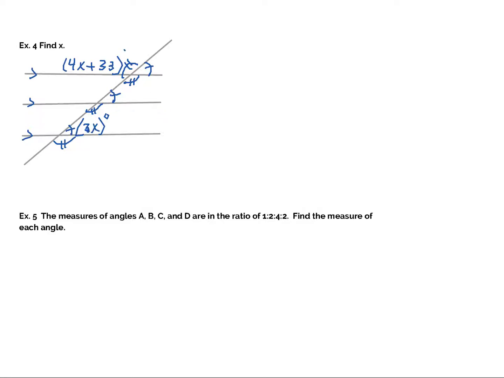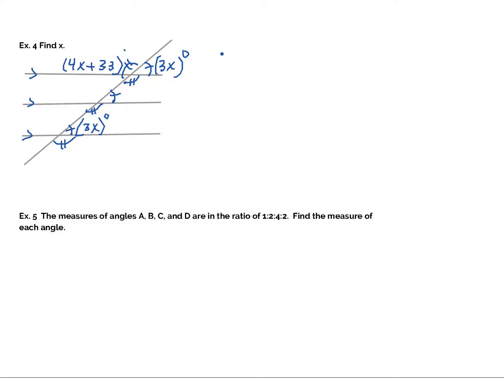So we could basically put the 3x up here because it's the same thing. We're saying they are the same thing. They are congruent or equal. Now you can see that since these two angles lie on the same line, they form a linear pair. They add up to 180 degrees.